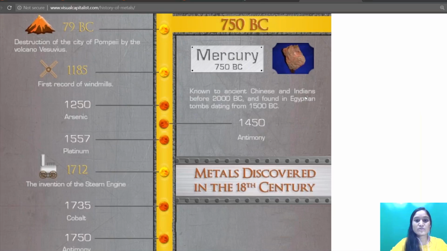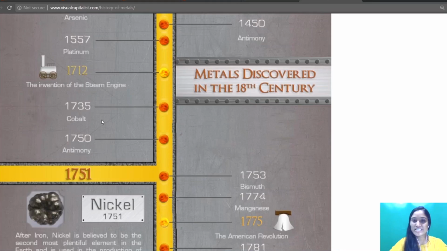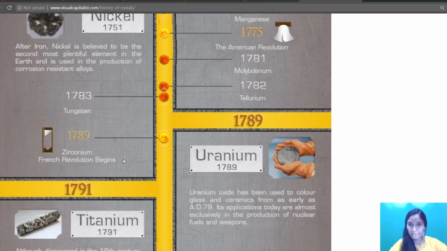Next, metals discovered in the 18th century. So this is all the time span, but in the 18th century, that means very recently. Take a look at these metals. Do you see? 1753, bismuth, and then manganese, and then 1775 was the American Revolution, and then molybdenum, tellurium. Tellurium is one of the radioactive metals. And later, take a look. Nickel, zirconium, tungsten, we used in the light.